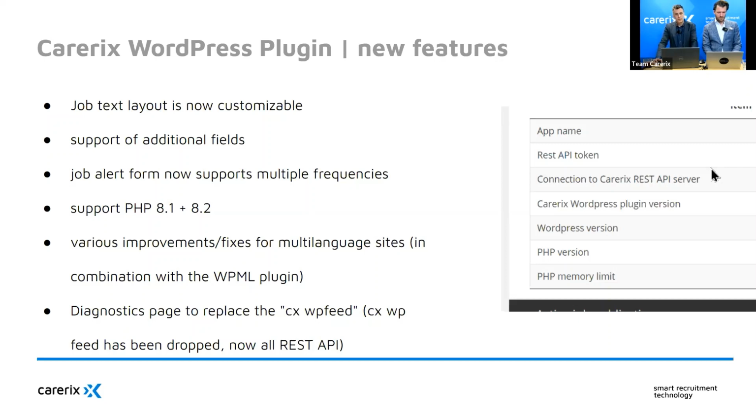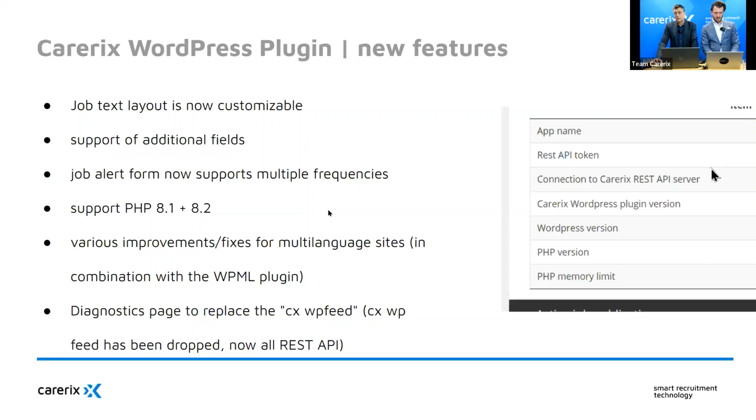A technical topic is that the current plugin, or the new version, I should say, supports PHP 8.0 and 8.2. Furthermore, some improvements, fixes for multi-language sites in combination with the widely used WPML plugin. And we also added a diagnostics page to the WordPress admin.